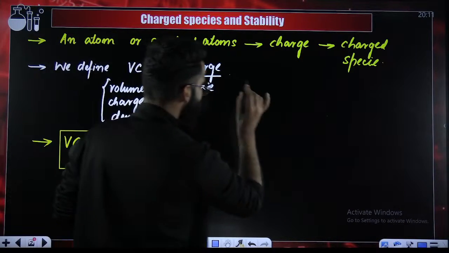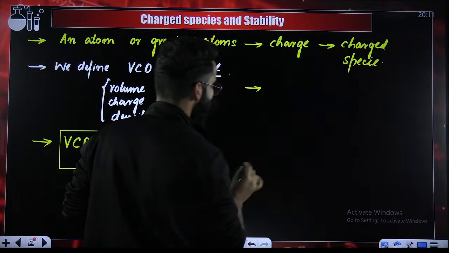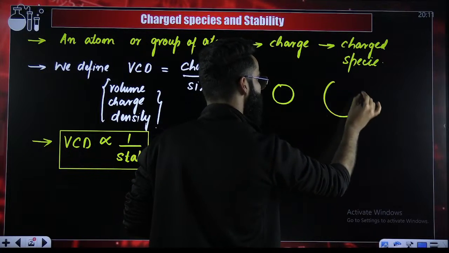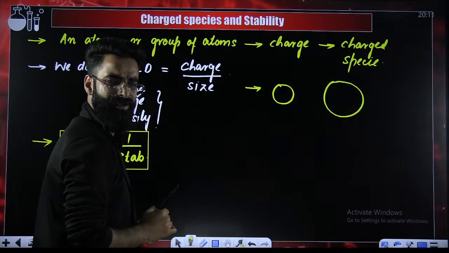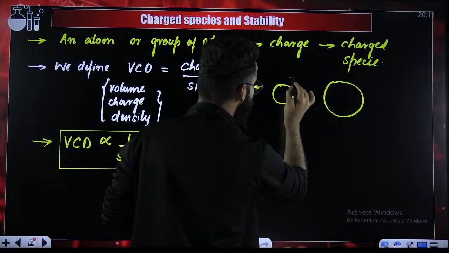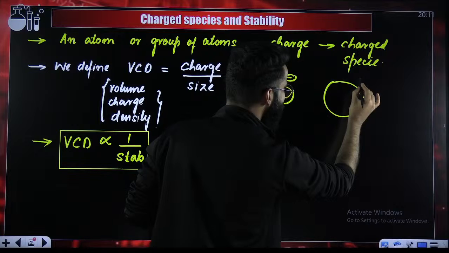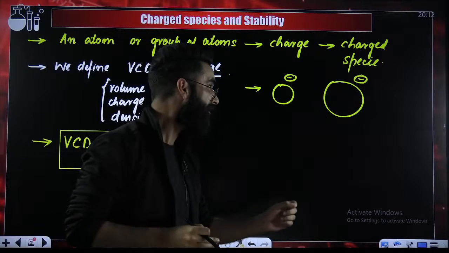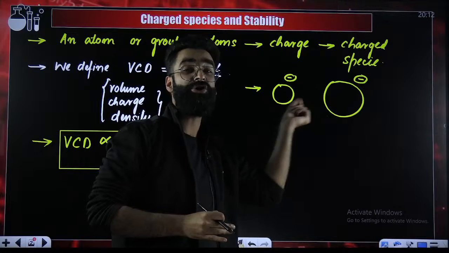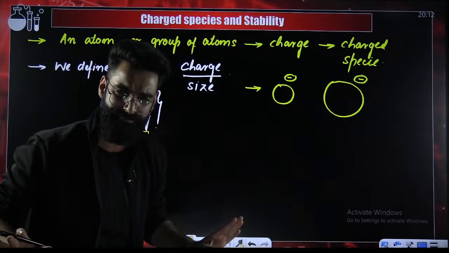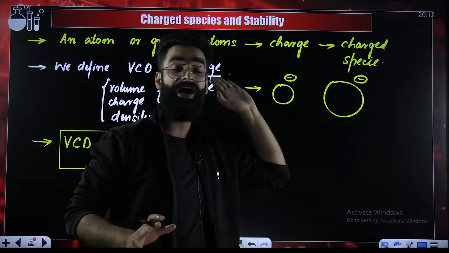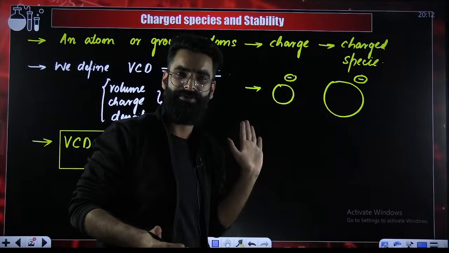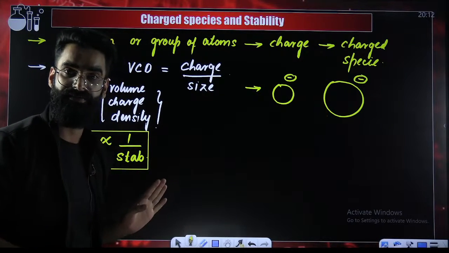My dear students, for example, over here, let's say I have got two species. This is species number 1. This is species number 2. Let's assume that there is negative charge on this particular species as well as on this particular species. And I am assuming the magnitude of charge on both the species is the same. It is just their size that is different.